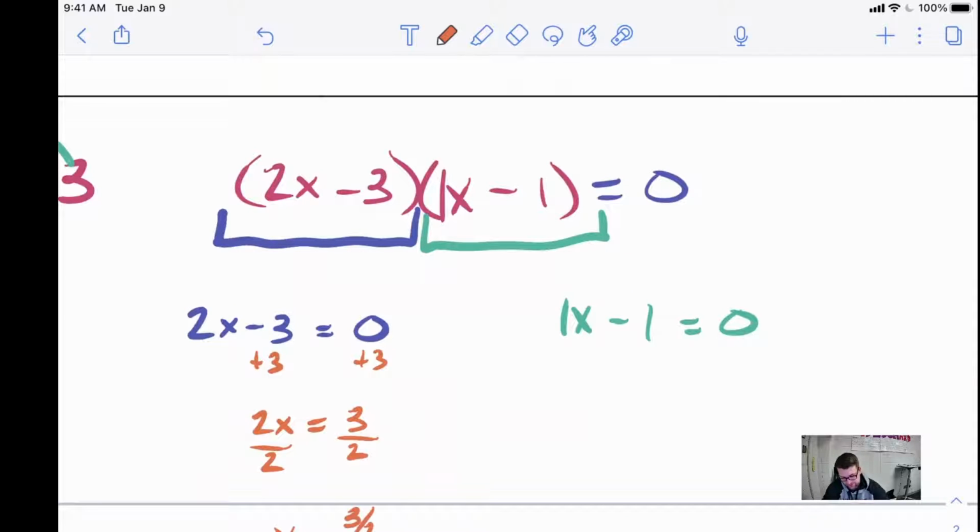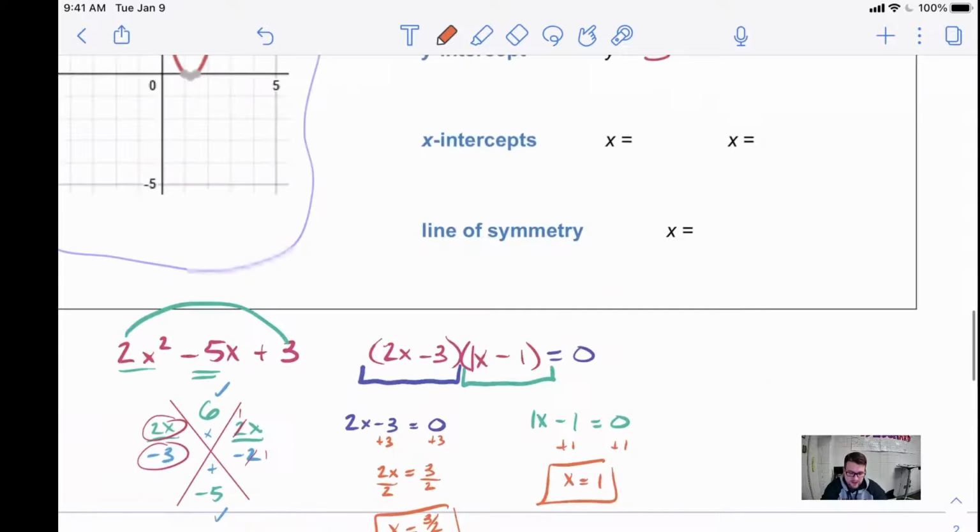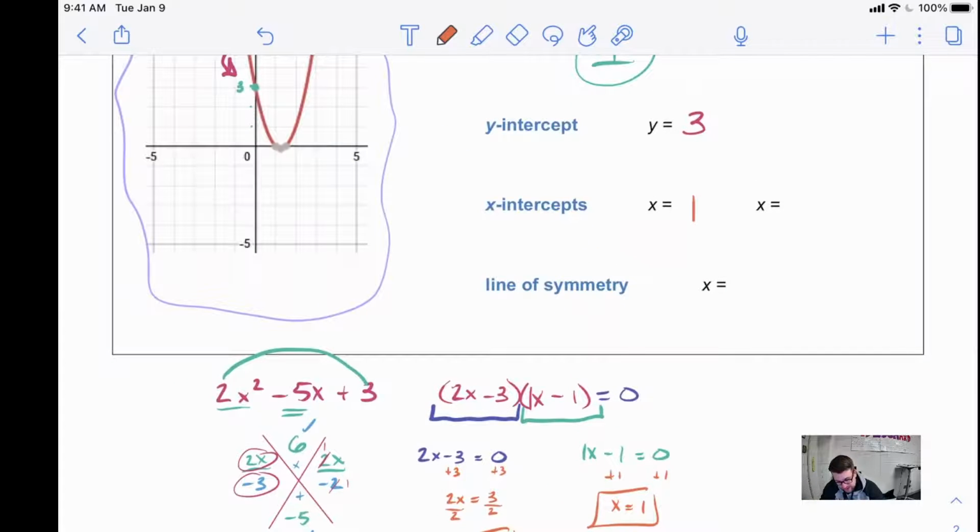X is equal to 3 halves, or it could be possibly 1.5, depending on what Schoology has for you to pick, right? Because those two things are equal. On the other one, add 1 and add 1, and you're going to get 1x, which is the same as just x, is equal to 1. So we get our two answers right here. So our x-intercepts will be x equals 1, and x equals, let's just pretend it was a decimal that Schoology gives us, 1.5. Nice job.